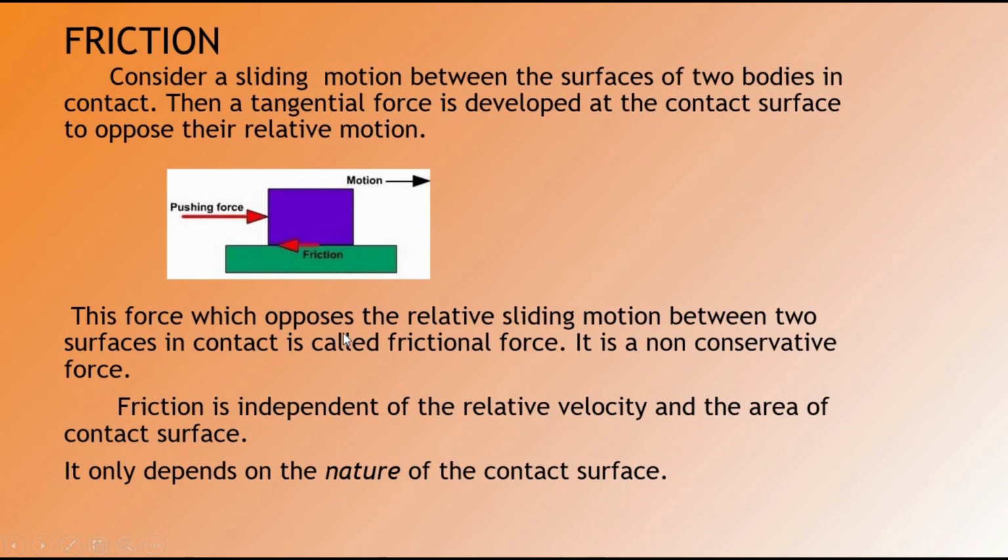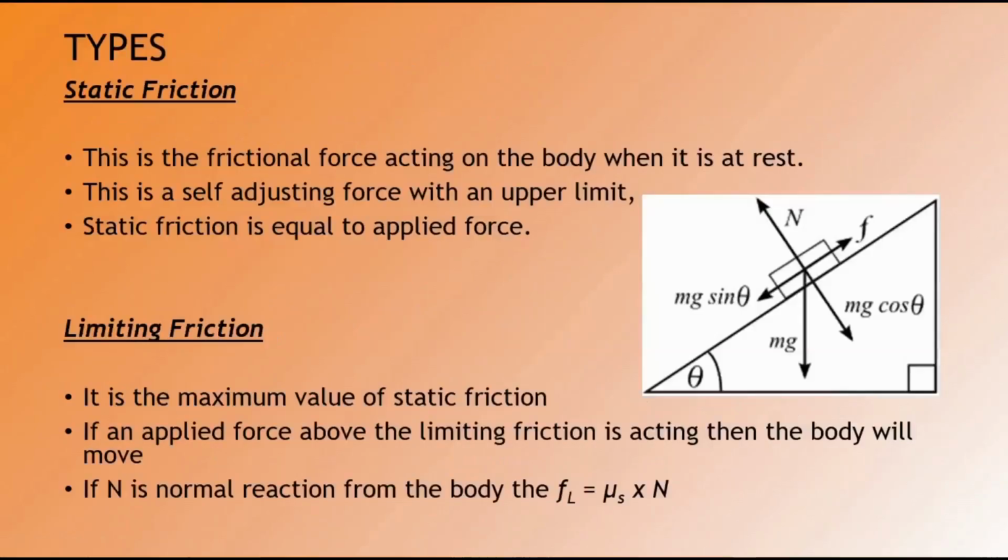This force, which opposes the relative sliding motion between the two surfaces in contact, is called frictional force. It is a non-conservative force, that is, over a path, it will depend on the amount of path you have travelled, plus it will have a total work done even in closed paths. Friction is independent of the relative velocity and the area of contact surface. It only depends on the nature of the contact surfaces.